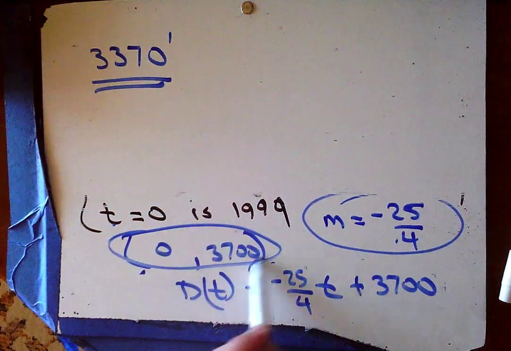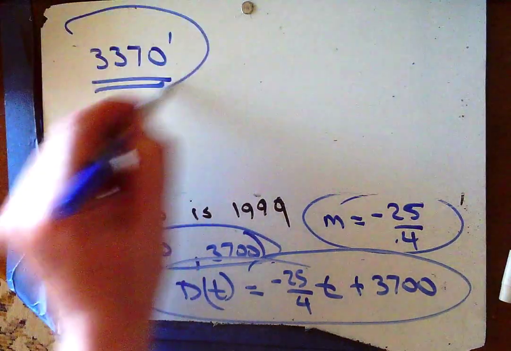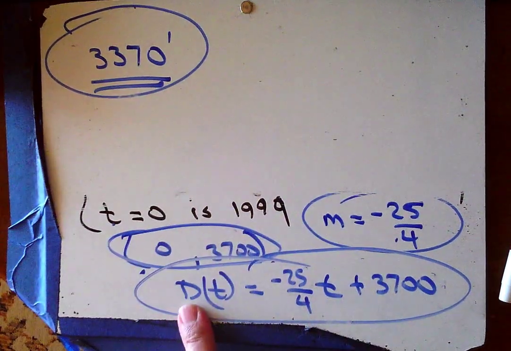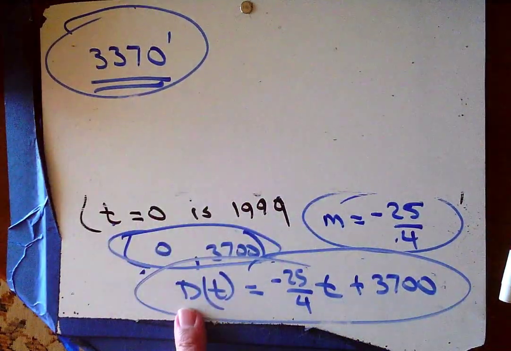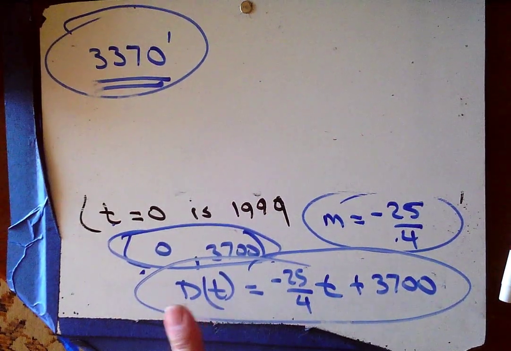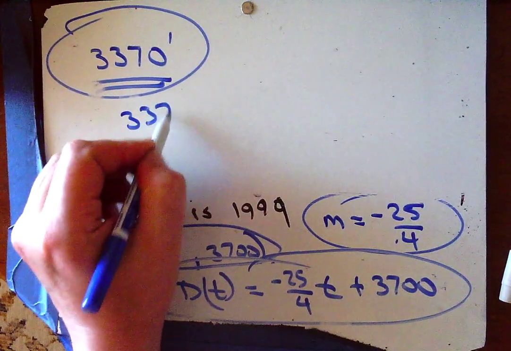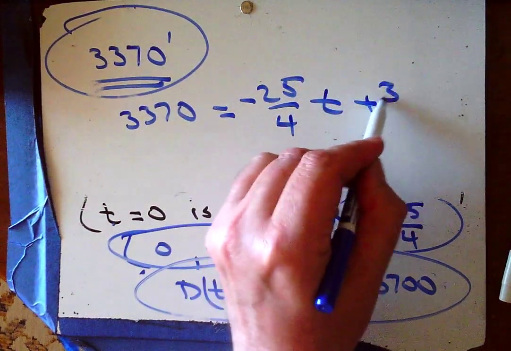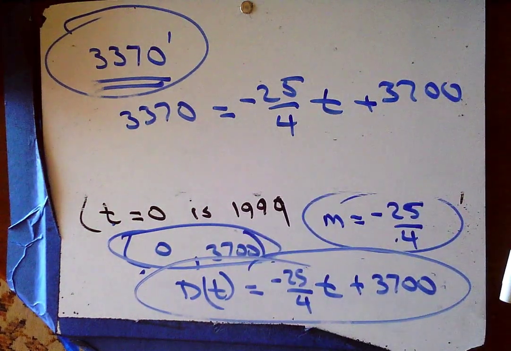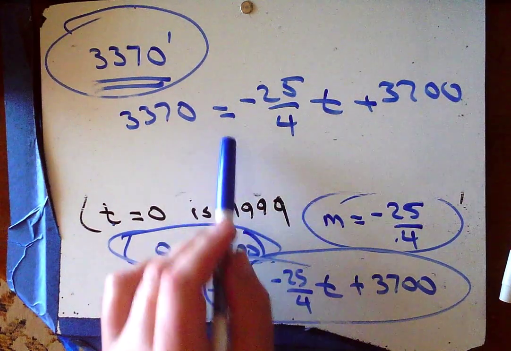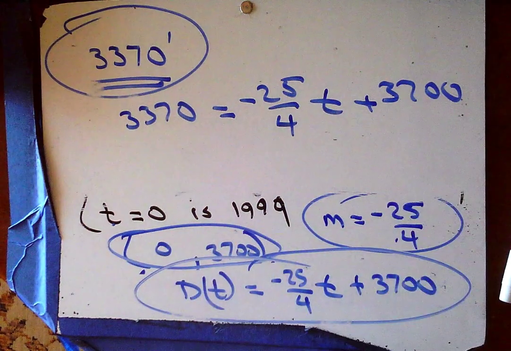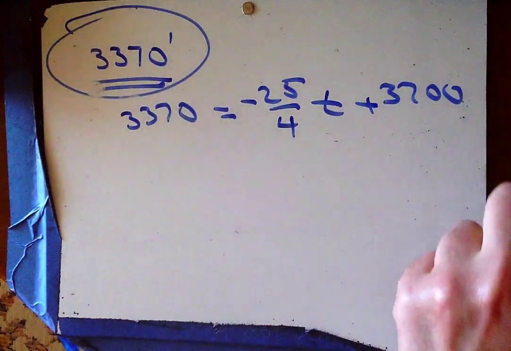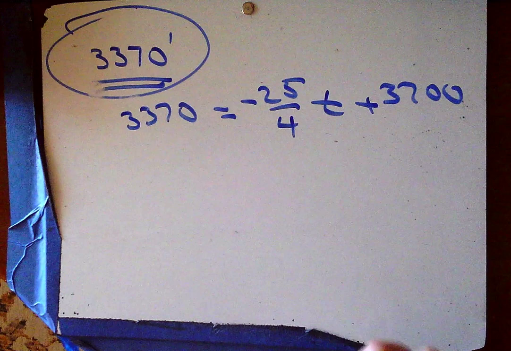So, we've got our model, and I want to know when our depth is equal to this. So, does this number go in for t or d? Is this a time or is this a depth? That's right, this is a depth, so I'm going to say 3,370 equals negative 25 over 4t plus 3,700. Why don't you pause the video and solve this equation for t and come back when you're done, and we'll check our answer. How much time do we have to enjoy Lake Powell before it becomes a dead pool?